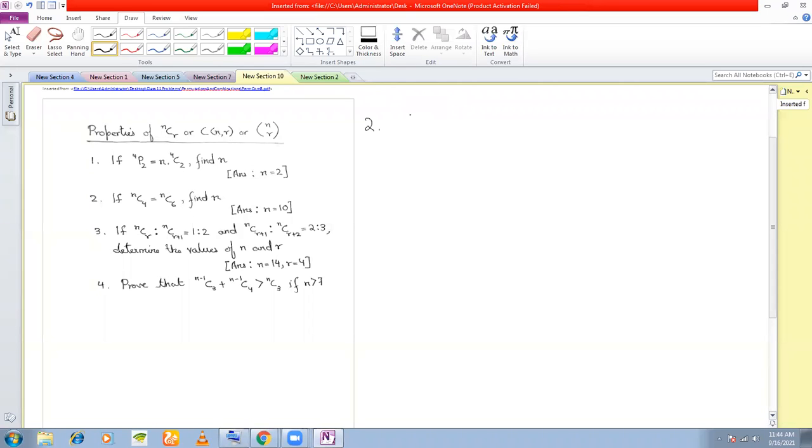Question here is nC4 is equal to nC6. You need to find n. Okay. From the formula for nCr, nC4 is factorial n by factorial n minus 4 into factorial 4. And nC6 from the formula is factorial n by factorial n minus 6 into factorial 6.